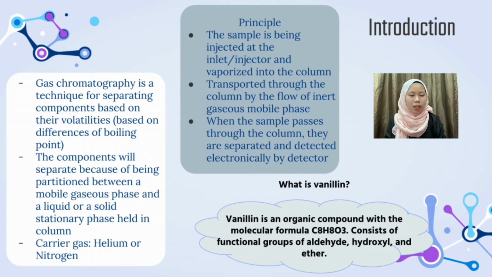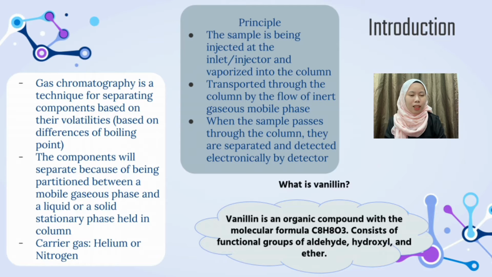The principle of gas chromatography is that the sample will be injected at the inlet or injector and vaporized into the column. The sample is transported through the column by the flow of inert gas, the mobile phase. As the sample passes through the column, the components will be separated and detected electronically by the detector.